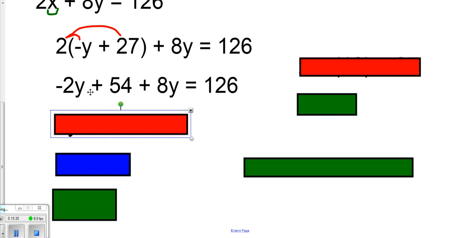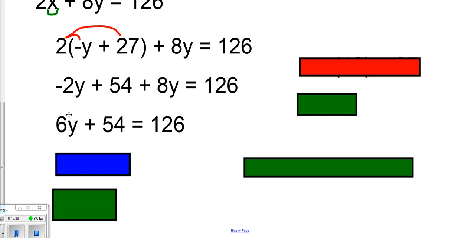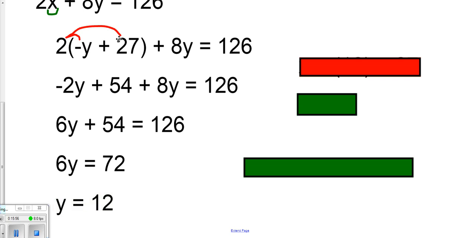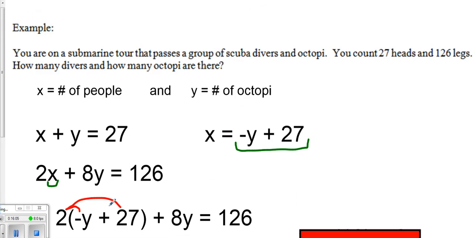So then we just combine like terms. Negative 2y and 8y make positive 6y plus 54 equals 126. Subtract the 54 from both sides and we get 6y equals 72. Now divide both sides by 6 and we get that y equals 12. So part of our solution is already done. We know that y equals 12. We bring it back up here and plug it into either one of these equations.